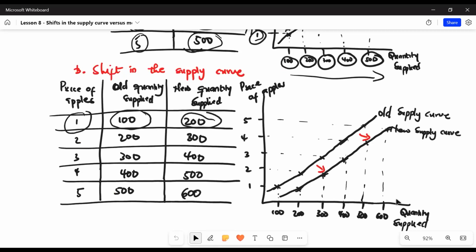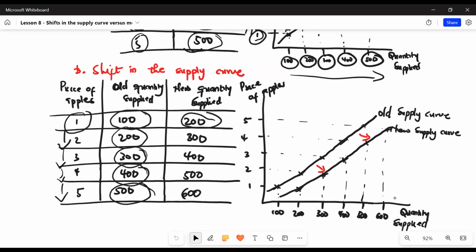When price increases to 2, the old quantity supplied is 200. When price increases to 3, the old quantity supplied is 300. When price increases to 4, old quantity supplied is 400. And when price increases to 5, old quantity supplied is 500.